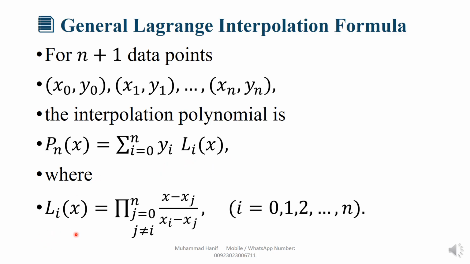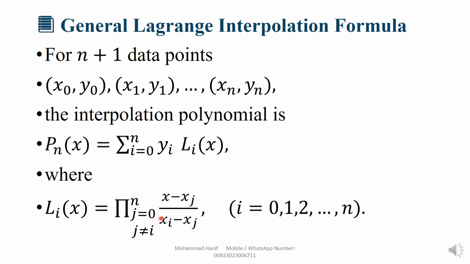Where L_i(x), you can see here, is the product of (x minus x_j) divided by (x_i minus x_j). Here it is clearly defined that j is not equal to i, meaning the two values are not the same. Suppose here is given 1 and here is also given 1, then both numbers would cancel. So it is clearly defined j not equal to i.